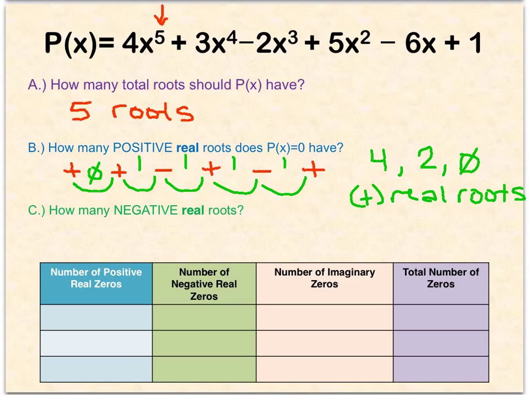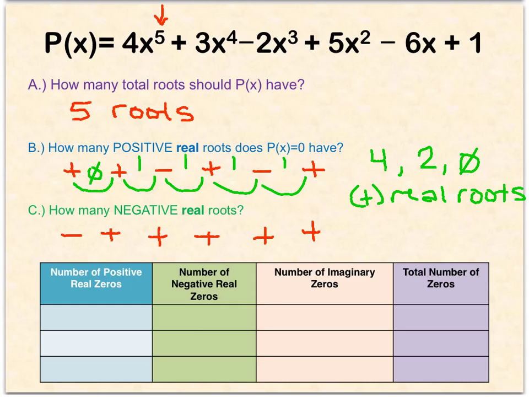Now, how many negative real roots? Well, now I have to look at my polynomial, and everywhere I see an x, I think that I'm plugging in a negative x. Now, if I plug in a negative x here to an odd power, the sign's going to change. So the sign's going to go from positive to negative. If I plug it in here, it's even, so the sign will not change. Plug it in here, the sign will change because it's odd. Plug it in here, the sign will not change. Plug it in here, the sign will change. And then the constant obviously will not change because it has no x value.